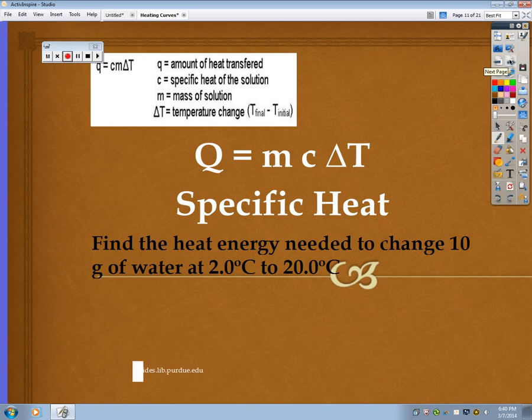Okay, I just want to use this template again. So, really faint here. It says, find the heat energy needed to change 10 grams of water at 2 degrees Celsius to 20 degrees Celsius. So, what do you know? This is Q equals mc delta T. So what's that mean? That means joules.